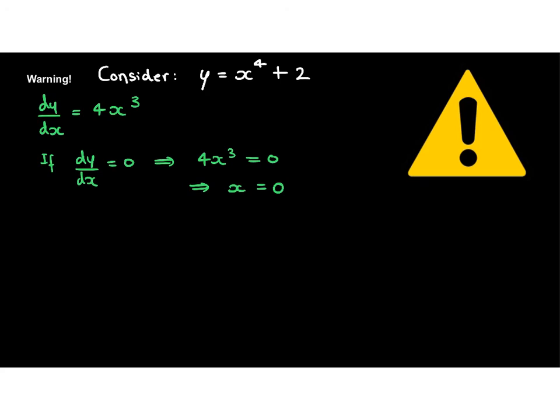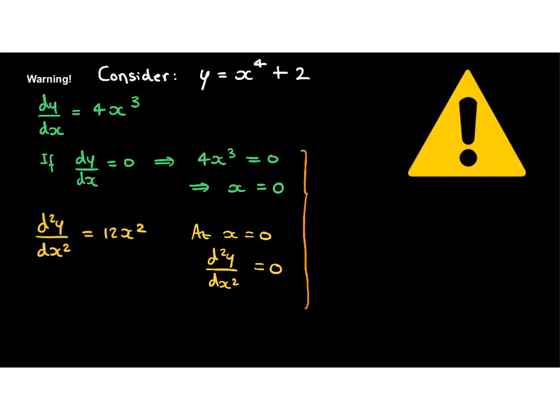What about the second derivative? Does that tell us anything? d2y by dx squared is equal to 12x squared. And at x equals 0, the second derivative is then equal to 0. And there are no other solutions to the equation d2y by dx squared equals 0. So far, this would imply that we have a stationary point of inflection.